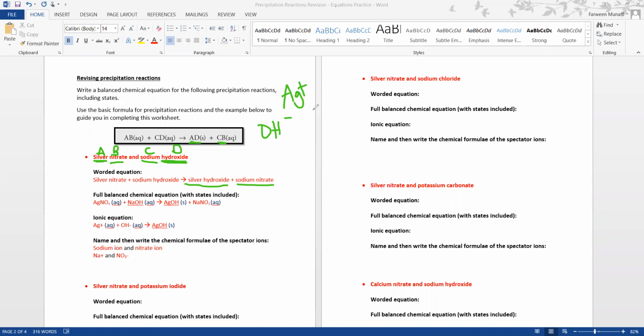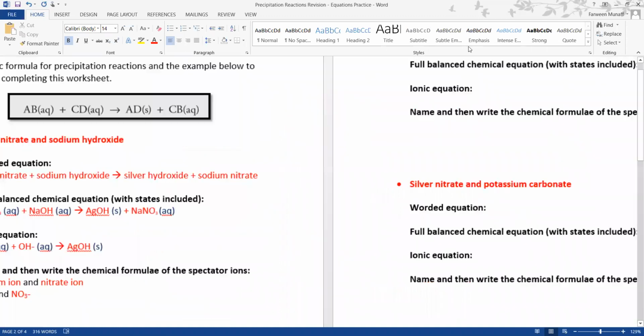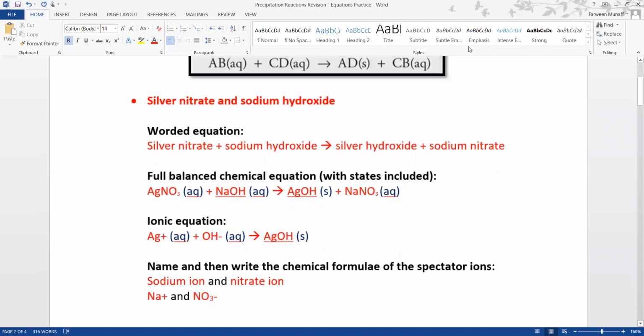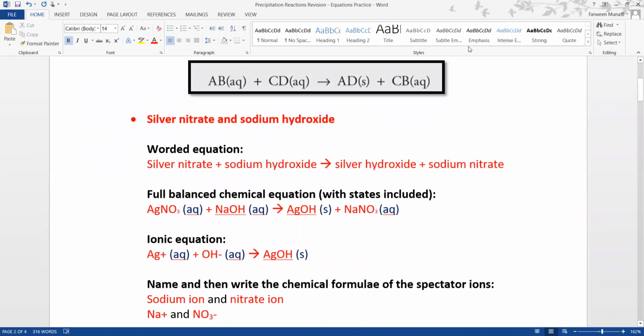Now guys, can anyone tell me, and sorry, there's a lot of writing on this page, so let me zoom in, sorry, so it's a bit clearer. Okay, so hopefully that's a little clearer now.